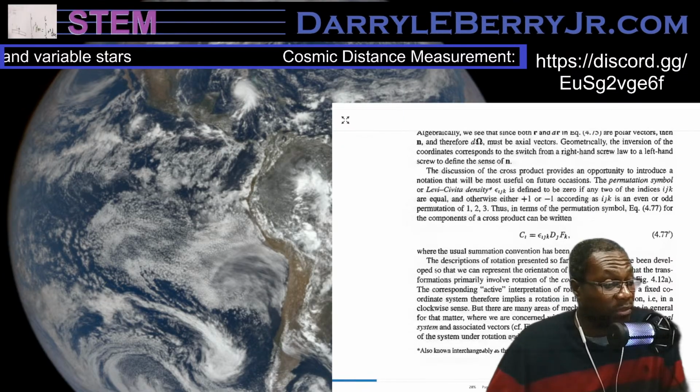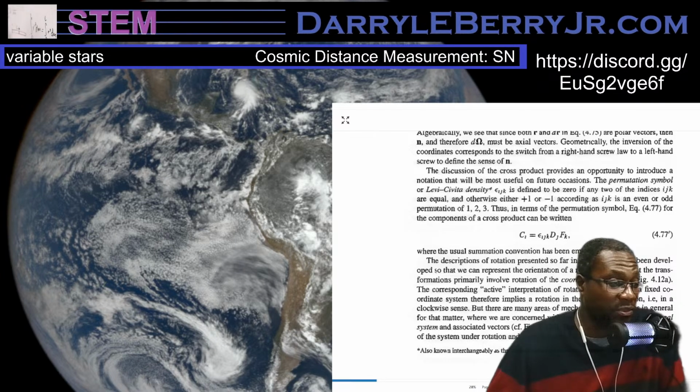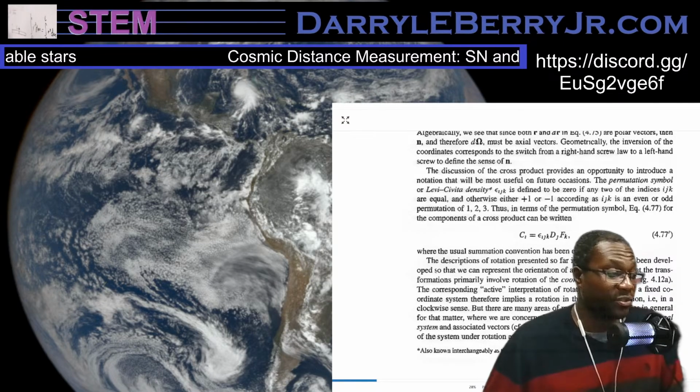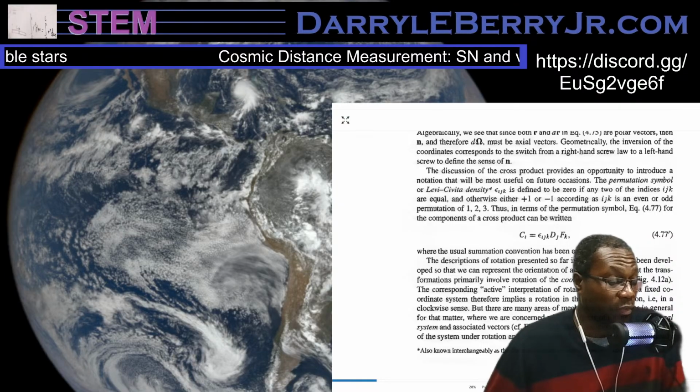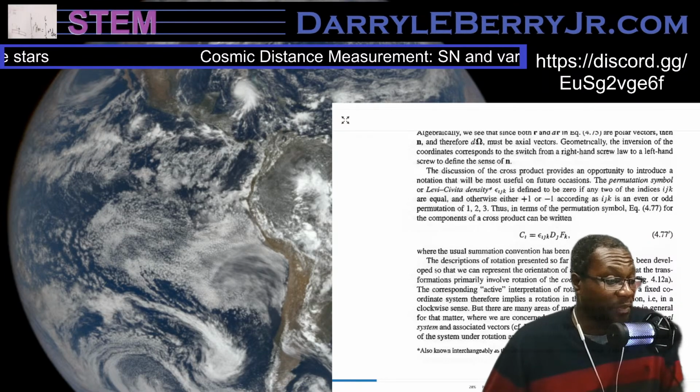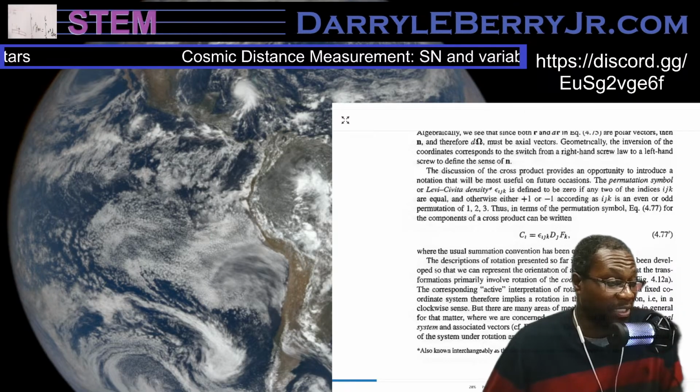The descriptions of rotation presented so far in this chapter have been developed so that we can represent the orientation of a rigid body. Note that the transformations primarily involve rotation of the coordinate system. The corresponding active interpretation of rotation of a vector in a fixed coordinate system therefore implies a rotation in the opposite direction, i.e. a clockwise sense.